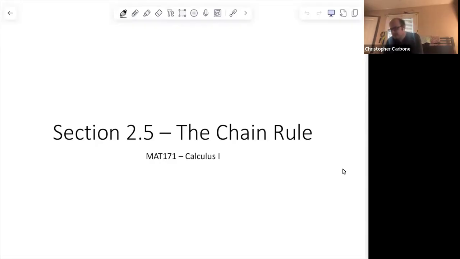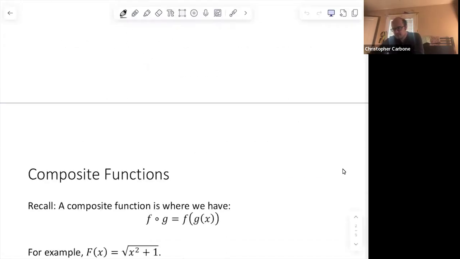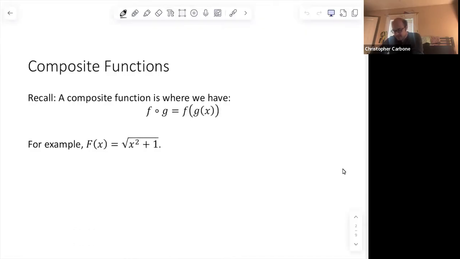Hello, class. In this video, we are going to go over section 2.5, which is going to be on the chain rule. So this is the idea of composite functions. A composite function is where we have f of g of x, based upon the way it's listed.